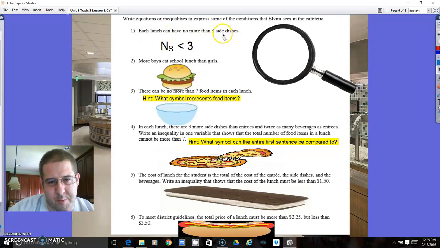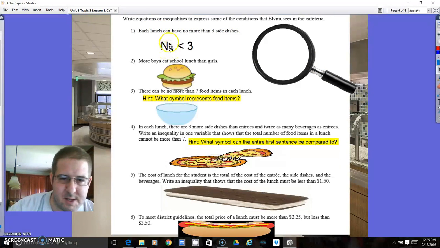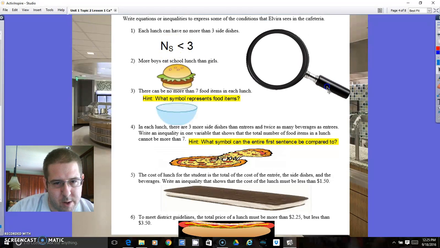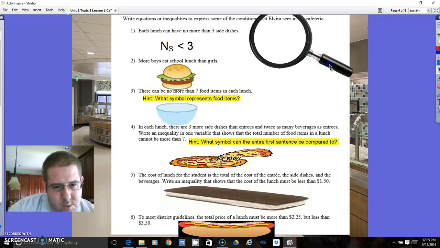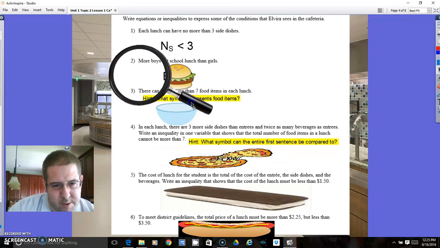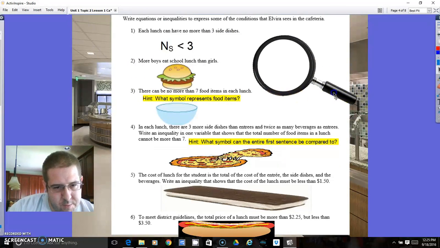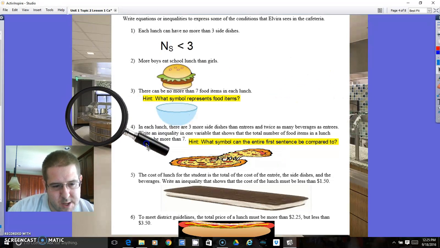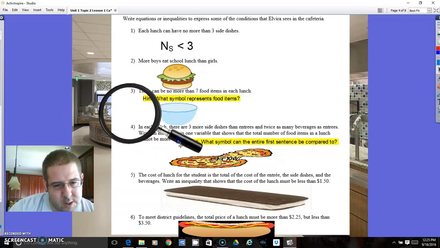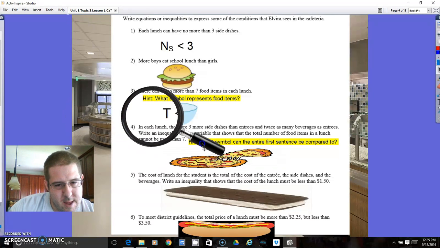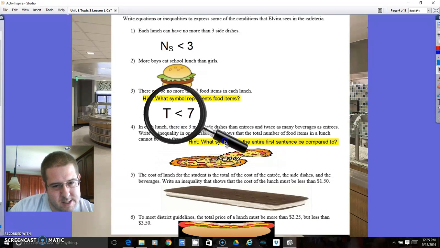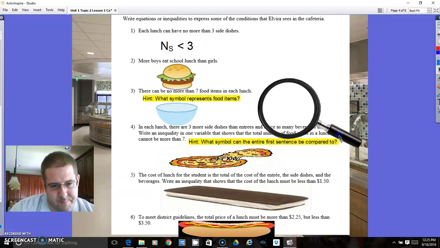Each lunch has no more than 3 side dishes. That means n sub s, which represents the number of side dishes, has to be less than or equal to 3. More boys eat school lunches than girls, so that means B is greater than G. There will be no more than 7 food items in each lunch. Food items per lunch was T, and it has to be no more than 7, so it has to be less than or equal to 7. Can't be more than 7.